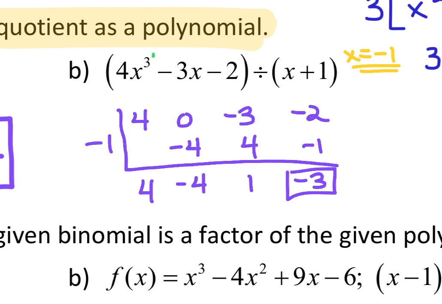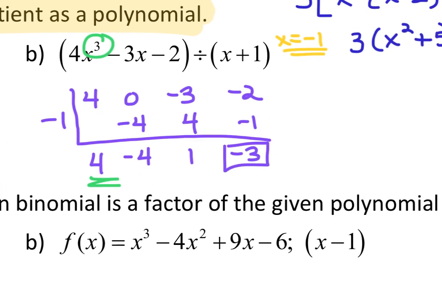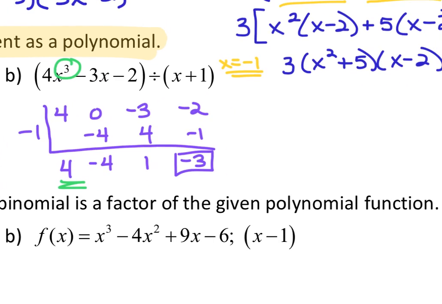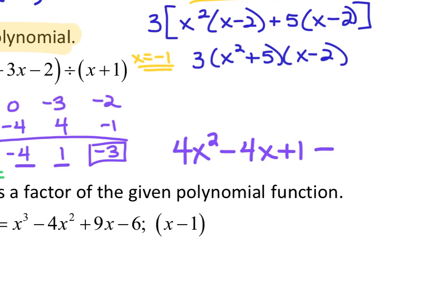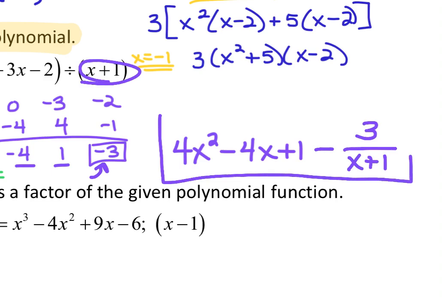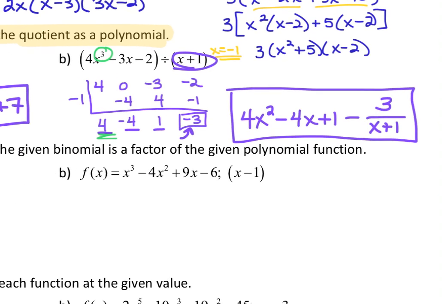So again, I started with a third degree, and so my quotient in my answer is going to be second degree. Subtract 1 from the degree. But this time I have a remainder, and so I'm going to use 4, negative 4, and 1. So 4x squared minus 4x plus 1, and then minus, because of the negative with the 3, 3 over, and then go back up to your original divisor, 3 over x plus 1, and that's how you write a remainder when you're dividing polynomials.